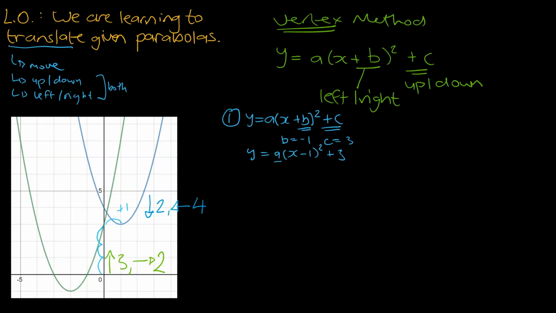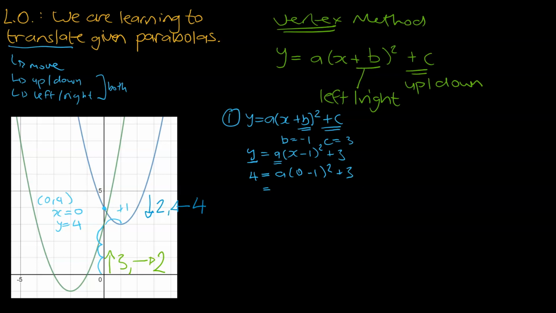We now need to find a coordinate and then solve for a. So I'm going to use the y-intercept just over there. And at that point, the coordinate is 0, 4. And that means x is equal to 0 and y is equal to 4. And we're going to put both of those numbers into our equation. So y, we just said that was equal to 4. So we're going to go 4 is equal to a of 0 minus 1 squared plus 3.